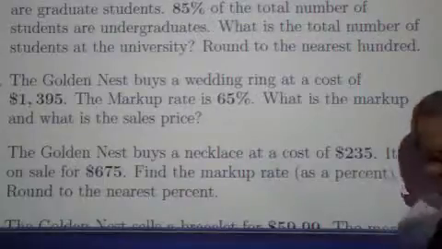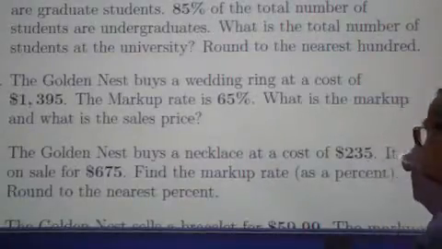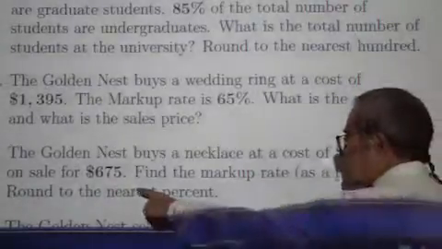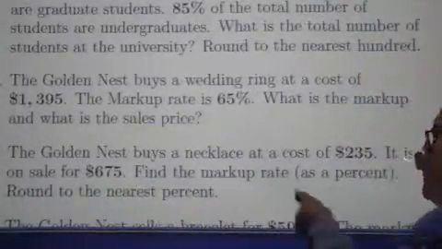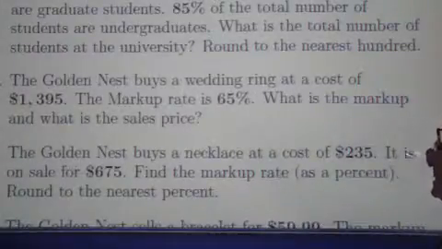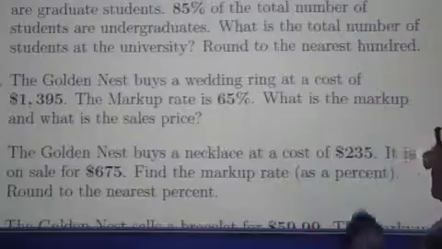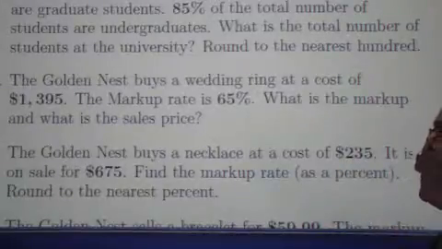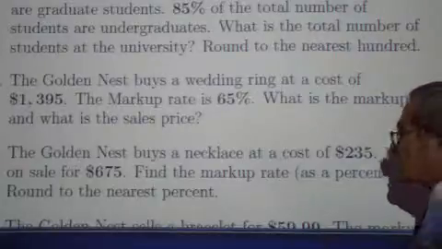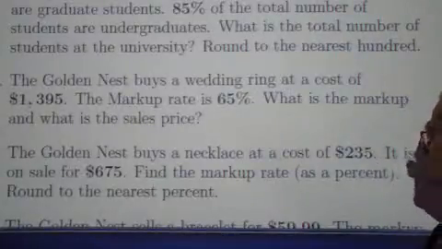The Golden Nest buys a necklace at a cost of $235. It is on sale for $675. Find the markup rate as a percent and round to the nearest percent. So cost $235, sales $675, markup rate, that's for you to find out.